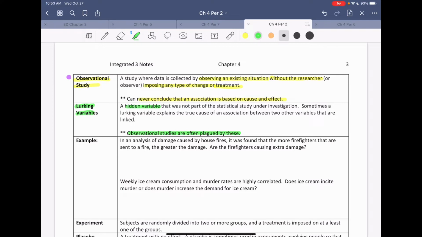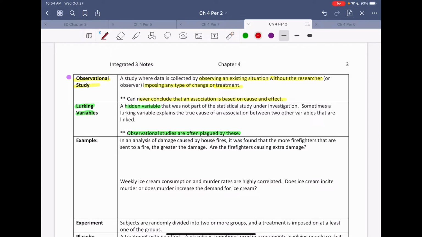So here's two examples. In an analysis of damage caused by house fires, it was found that the more firefighters that are sent to a fire, the greater the damage. So are the firefighters causing damage? So this is a true statement. The more firefighters you send to a scene, the greater the damage. So based on that statement, we should stop sending firefighters to the scene, right? Because clearly they're causing the damage.